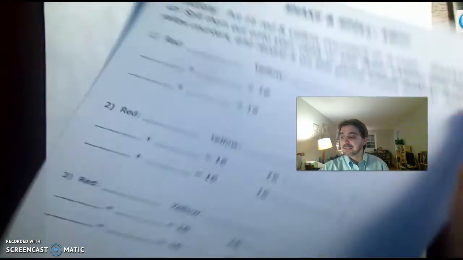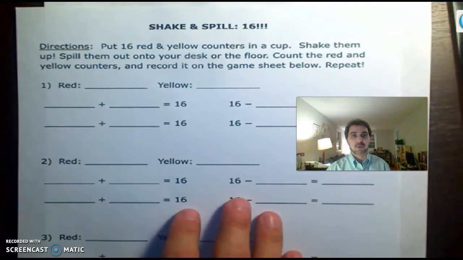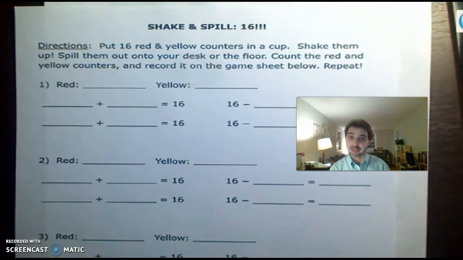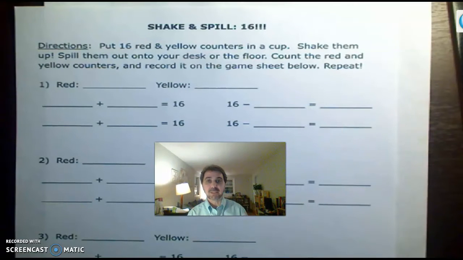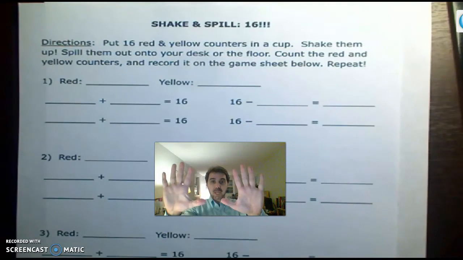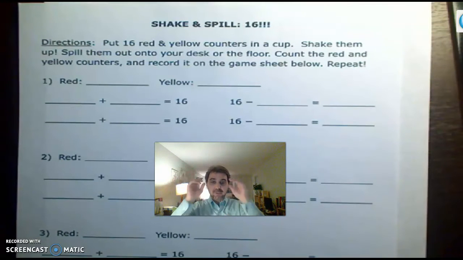And then we have our last day of shake and spill, not shake, rock, and roll. Same game, but this time you're going to do it with 16. Not 15, not 14, not 13, and not 12. 16. So that's 10 and 6 more. That makes 16. So put 16 of those counters in there, okay? And shake them up, spill them out, and see what combinations you can get.